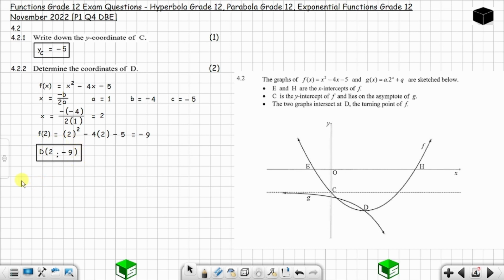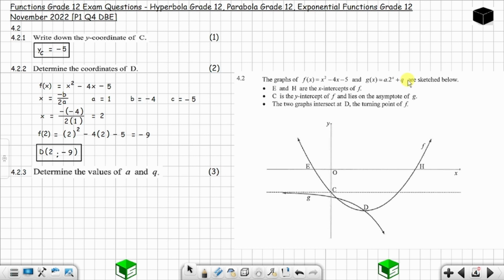Let's carry on. Now, question 4.2.3. The question is, determine the values of A and Q. This question is 3 marks. So, you have A in the equation of G, and you have Q in the equation of G. This is the equation of an exponential function. We are requested to determine A and Q.